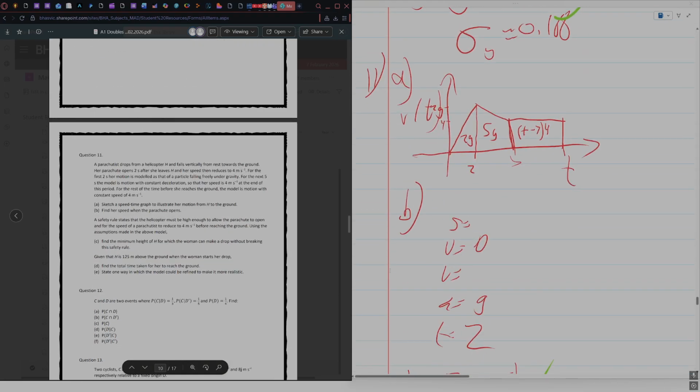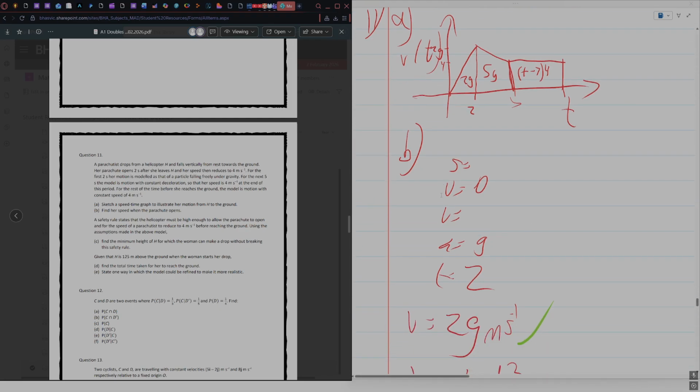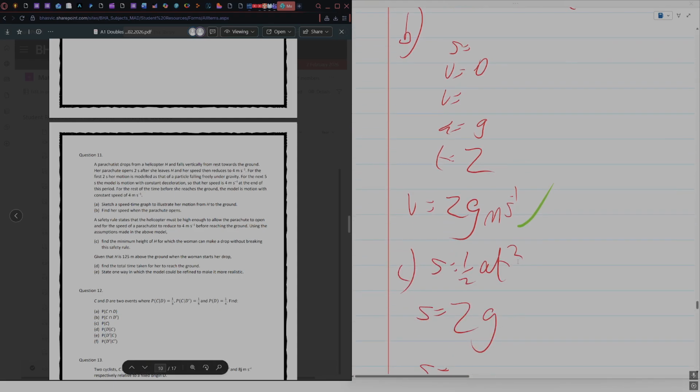Oh god, this question. So you had to do some speed-time graph shenanigans here. So finding a speed when the parachute opens, I use SUVAT for all of this. You probably could use the graph, but I just prefer to use SUVAT. So when the parachute opens, u is 0, a is g, t is 2, because we're saying that the parachute opens 2 seconds after she leaves. There are too many 2s and 4s in this question that just confuse me a lot.